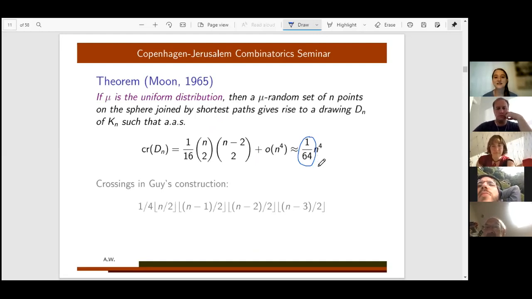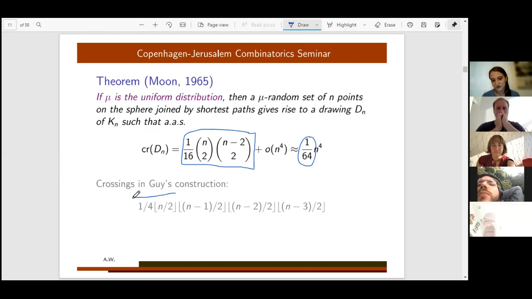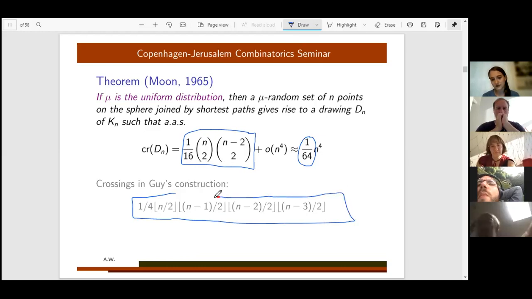So what does this mean? That basically, when we take random drawings, these are very good drawings. They have very few crossings. And in fact, this number that I put in here is the expected number of crossings. And when we compare this to the best known bound we had before, they are quite close.